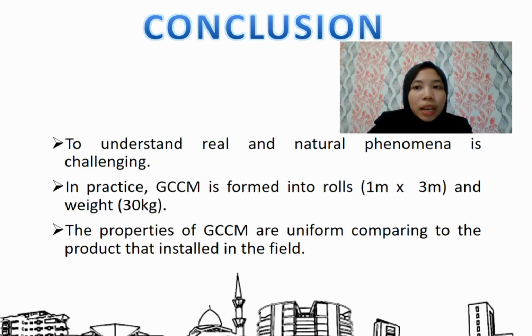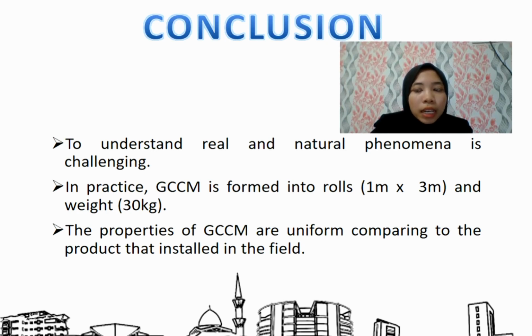In conclusion, establishing a theoretical basis to understand real and natural phenomena is incredibly challenging. In practice, geosynthetic cementitious composite mat is formed in dimensions of 1 meter width and 3 meter length, and also weighs 30 kilogram. Since the product is manufactured uniformly in the factory, the properties of GCCMs are uniform compared to the product installed in the field.